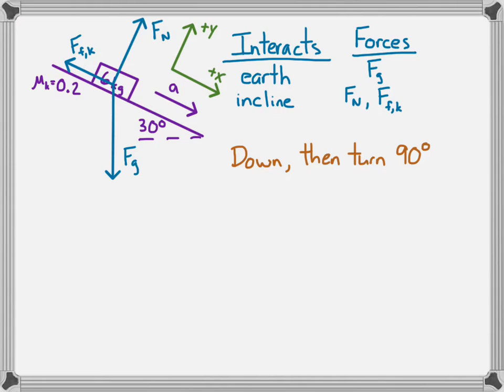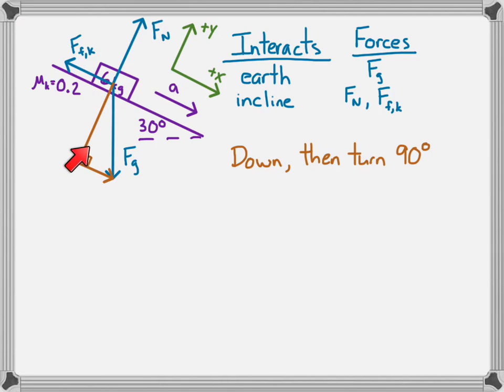So I'm going to draw a line going down until I can make a 90-degree turn. So I go down until I can make a 90-degree turn to get to the gravitational force. So here's where I can make a 90-degree turn. So this angle right here is a 90-degree angle.